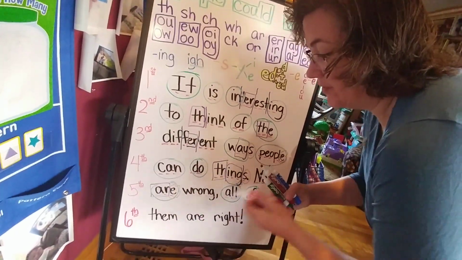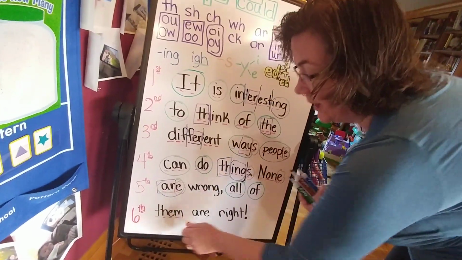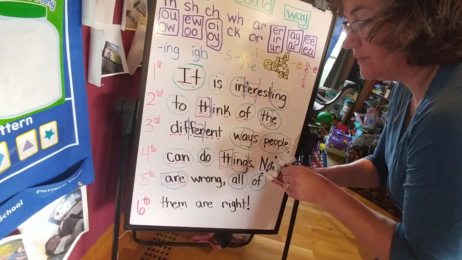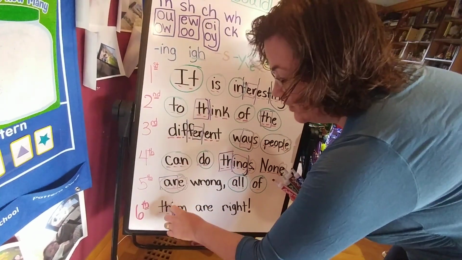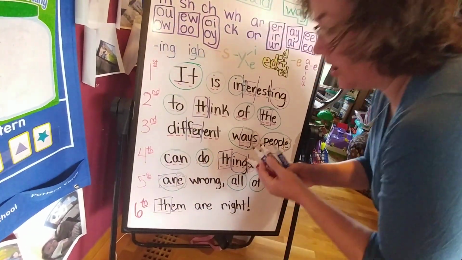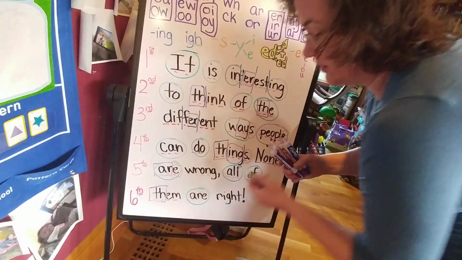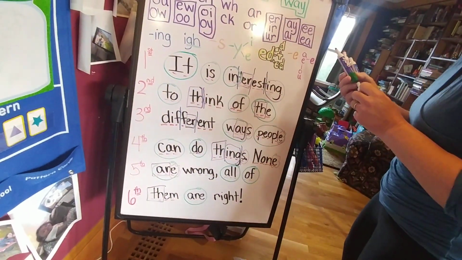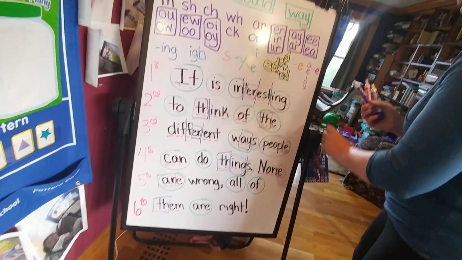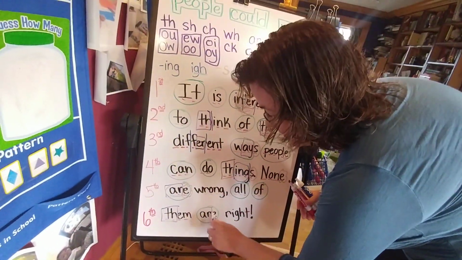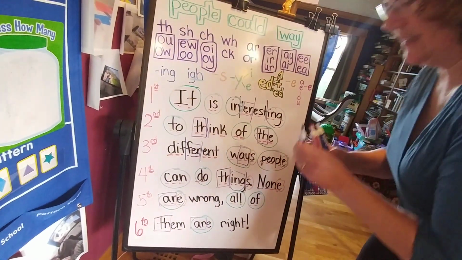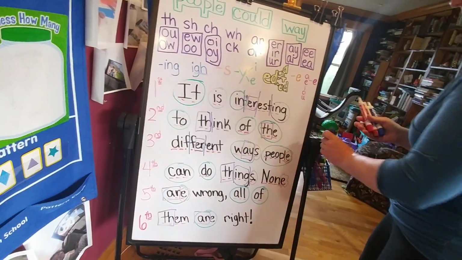Sixth line, them. T-H-E-M. What letter pair is in there? It is a T-H. Sight word are. We have our sight word are. What letter pair do you see in are? A-R. What else do you see in there? A wonky E, because it's not air, it's R.